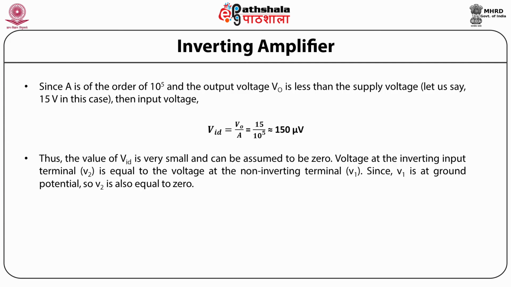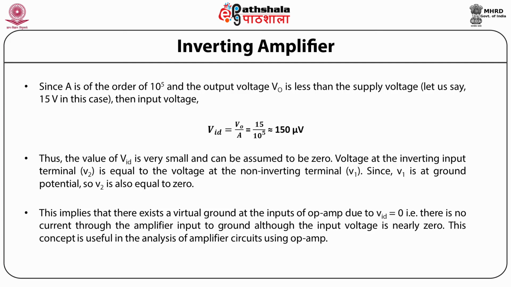Voltage at the inverting input terminal V2 is equal to the voltage at the non-inverting terminal V1. Since V1 is at ground potential, V2 is also equal to 0. This implies that there exists a virtual ground at the inputs of the op-amp due to VID equals 0, that is, there is no current through the amplifier input to ground, although the input voltage is nearly 0. This concept is useful in the analysis of amplifier circuits using op-amp.